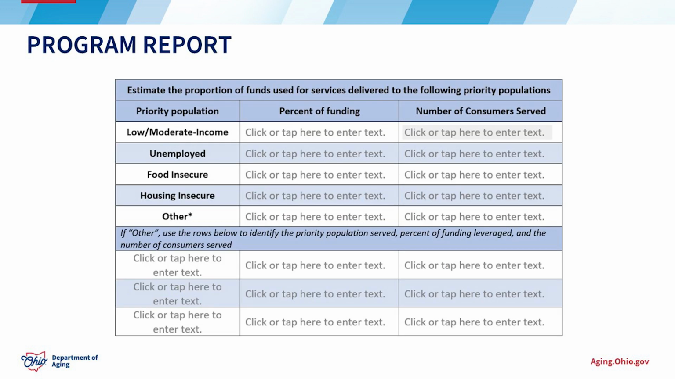The next 2 sections ask you to estimate the proportion of funds used to date on services you've delivered. This section specifically asks you to consider priority populations, including older Ohioans with low to moderate income levels, those unemployed, or those with food or housing insecurity. As outlined in your grant agreement, you may self-identify at-risk older Ohioans. And if you've done just that, you can identify the other priority populations that you have aimed to serve.